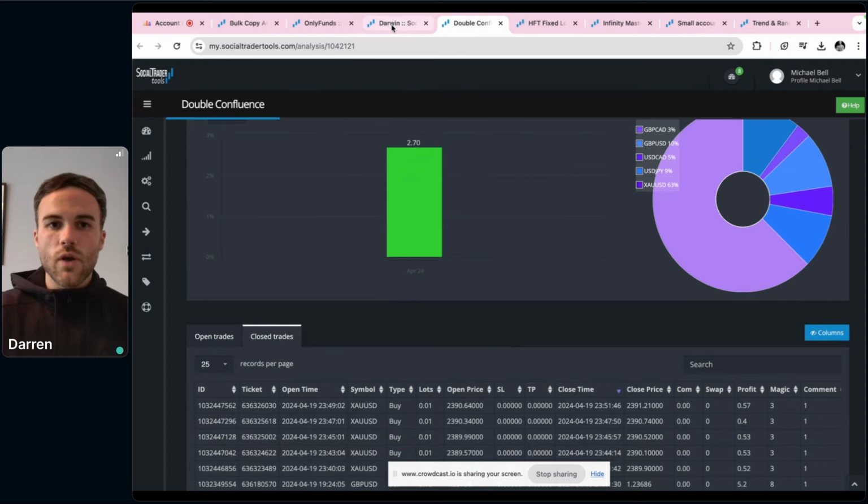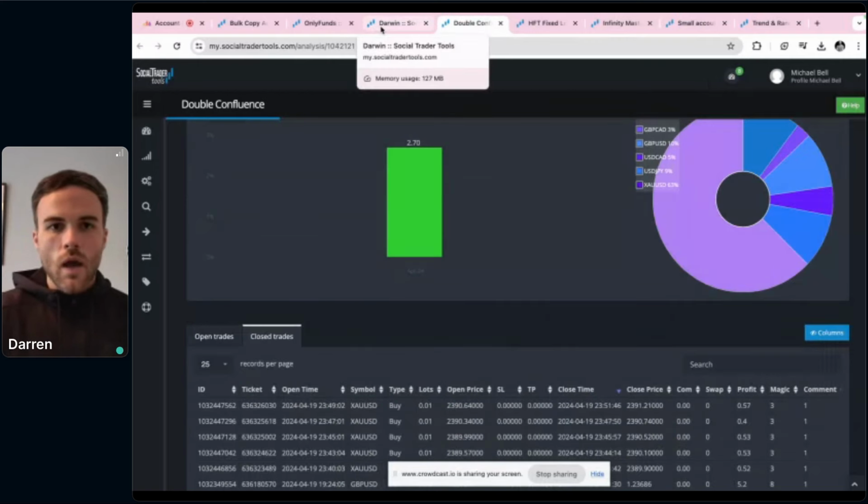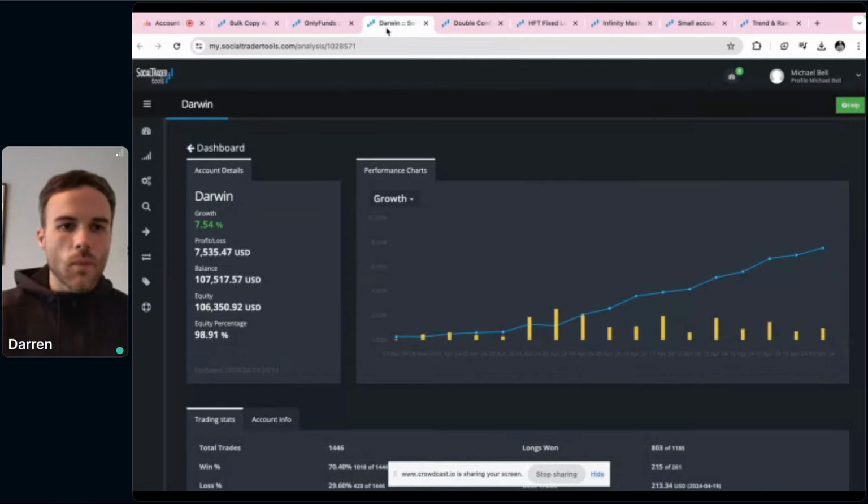I'm also copying this over to my Darwin account, which is something that I restarted because I actually messed up my first Darwin. I was copying loads of different master accounts into the account, and I didn't really know how that was going to work or perform. All that it did was kind of mess up the whole account, so I stopped doing that. I'm running the double Confluence account all the way over into this Darwin.